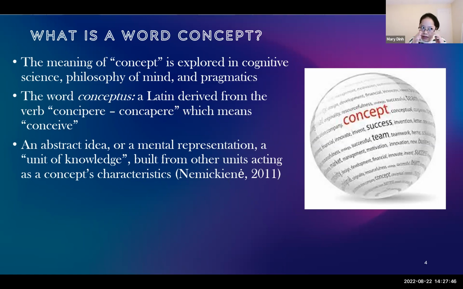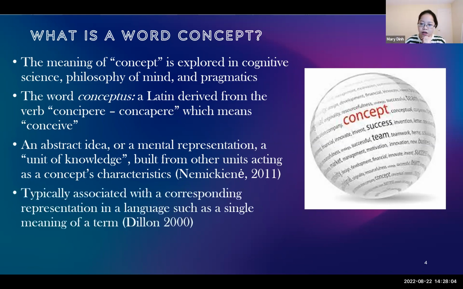Within the concept, you will see in the example, there are a lot of subunits, and they act as the characteristics of the concept to describe it and make sense of it. So a concept also constitutes many other units that characterize it. In a language, words are labels of concepts. Usually a concept is something in your mind, but when it comes to the word, it's uttered through your mouth, and it's usually connected with a single meaning of a term.